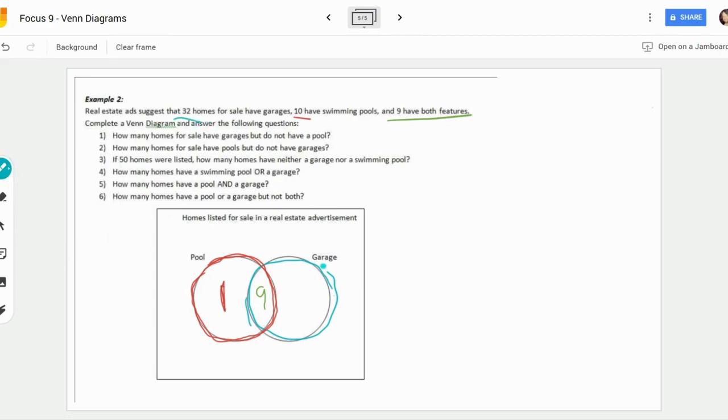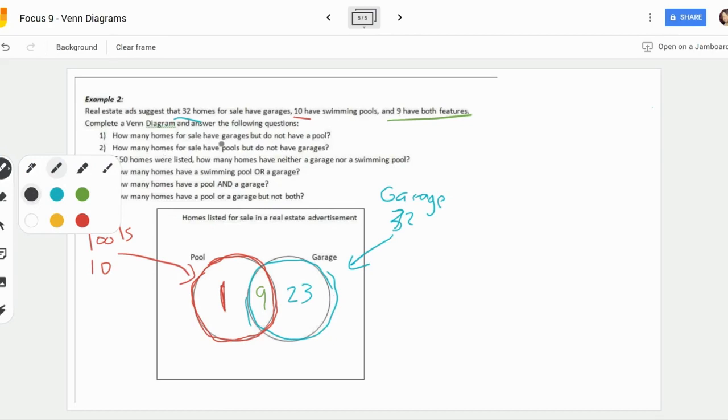There are 32, so this whole garage circle is 32. Notice this whole pools circle, I'll write this in here, pools were 10. And the garage homes for sale, there's 32 of them. That's the whole thing. But 9 of them are in the middle. So we can't write 32 in this region because there's already 9 as part of the circle right there. So you have to subtract them, and you'd get 23. Okay, we can answer some questions now.